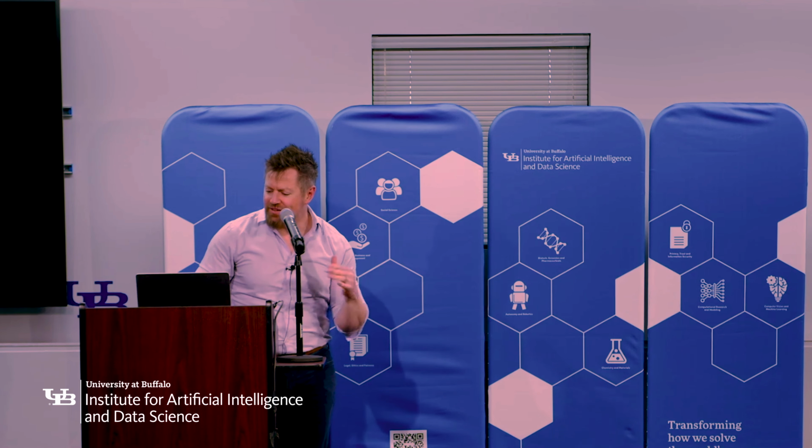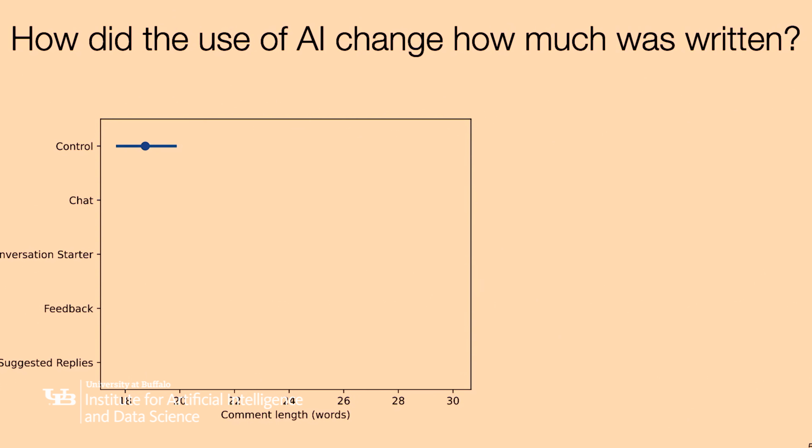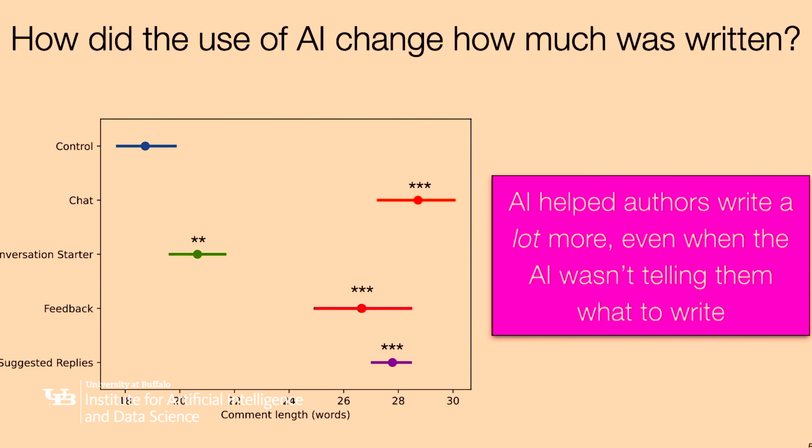What about the second one? How did the use of AI change how much was written? So we're going to look at what actually shows up. This is our control rating. What we actually see is that AI basically lets people write a lot more. You're looking at not double, but like 70% more in some cases.